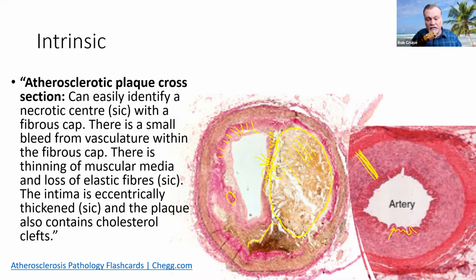This also has a bleed right down there. Okay, so intraluminal bleed. And of course, we already talked about the eccentric growth, right? Lots of growth on one side compared to the growth on the other. And that's very, very typical of atherosclerotic plaque. All right. And also, of course, cholesterol in there, et cetera.